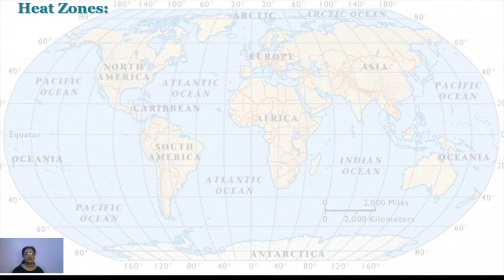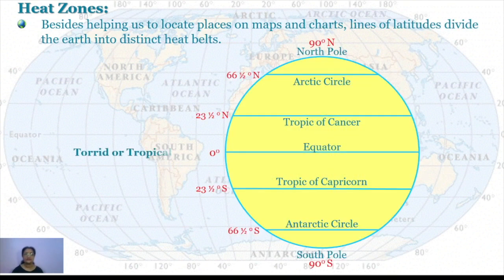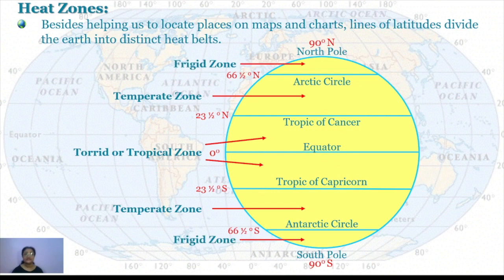One more very important use of latitudes is that they help us divide the earth into different heat zones. What are these heat zones? You have seen in the earlier part all the important latitudes: the Equator, Tropic of Cancer, Tropic of Capricorn, Arctic Circle, Antarctic Circle, and the North Pole and South Pole. Accordingly, we can easily divide the earth into different heat zones.